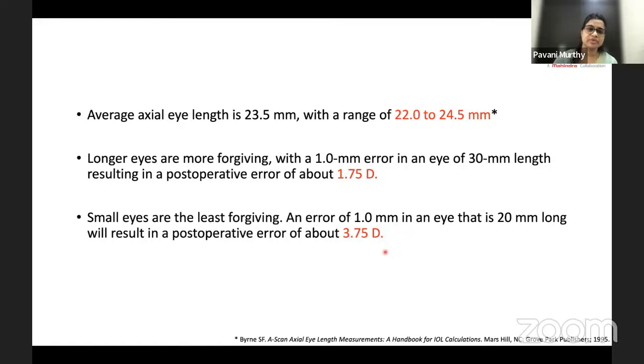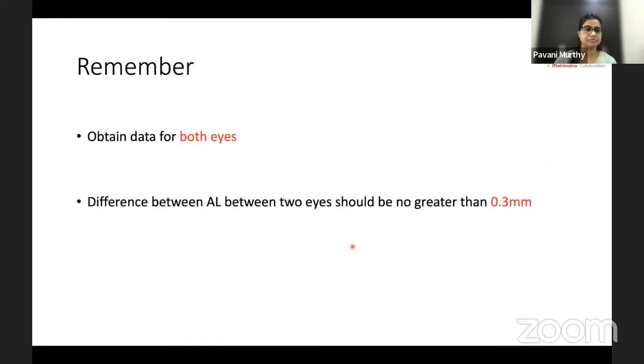Longer eyes are more forgiving. That means that in an eye with an axial length of approximately 30 millimeters, for an error of 1 mm in the axial length, the post-operative refractive error will be somewhere around 1.75. But for a smaller eye, the same error can lead to a post-operative refractive error of approximately 3.75 diopters. So always remember that you have to obtain data from both the eyes.